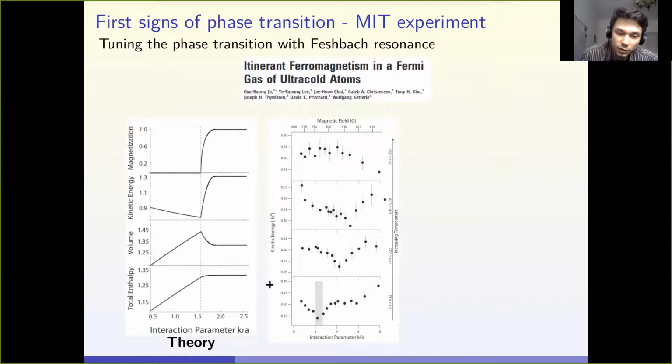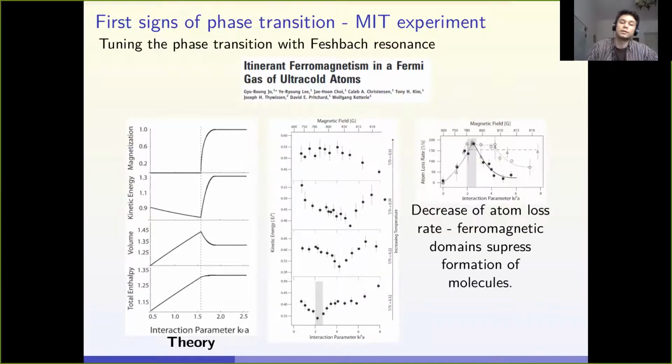So here we see this shaded area that corresponds to value of interaction for which we have, let's say, phase transition. That's the only, let's say, evidence from that experiment on the level of these observables. But there was another thing that they were able to measure, namely the atom loss rate.